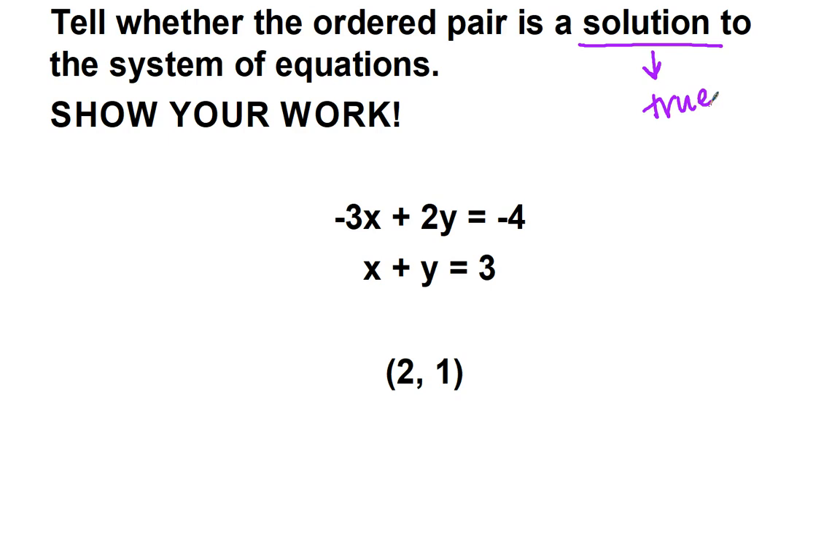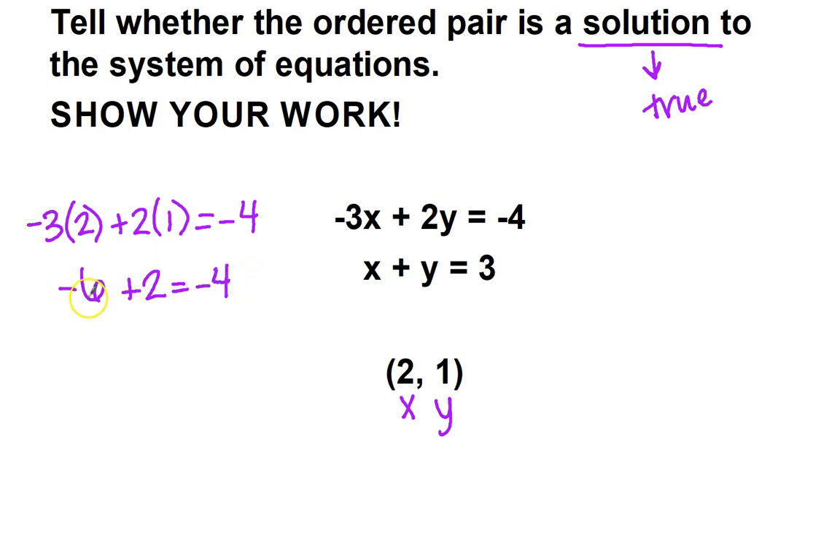So we have two equations here, and it's asking if this is the solution. This is x, and this is y. So we're going to plug it in, and we're going to see if it's true. I'm going to do the top one over here. So I have -3, but instead of x, it's saying that x is 2. So I put that 2 there. Plus 2, instead of y, the y value is 1, equals -4. And we are going to see if this is true. So what is -3 times 2? -6. 2 times 1 is 2.